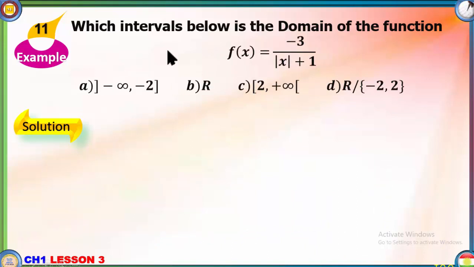Which interval below is the domain of the function f(x) = -3 over the absolute value of x plus 1? First of all, to find the domain, take the denominator and set it equal to 0. Because the absolute value is a positive number and plus 1 is positive, it never equals 0, whatever the value of x. Therefore, the domain is all real numbers.